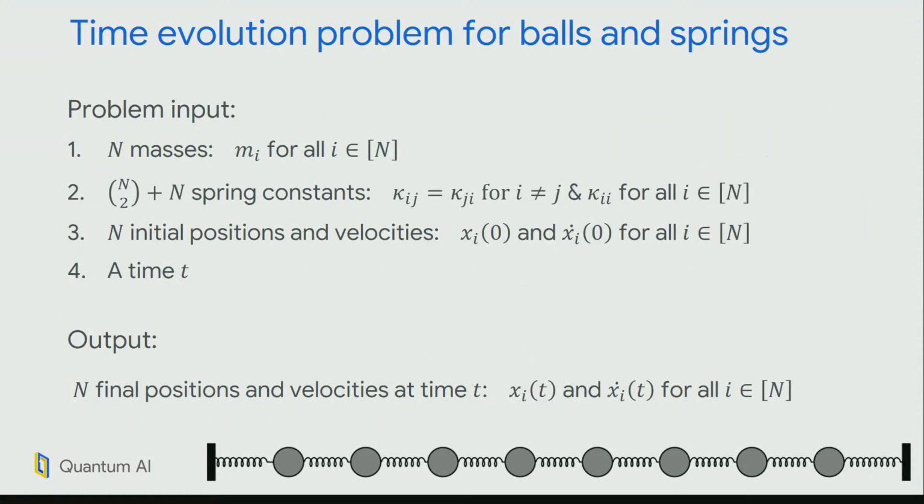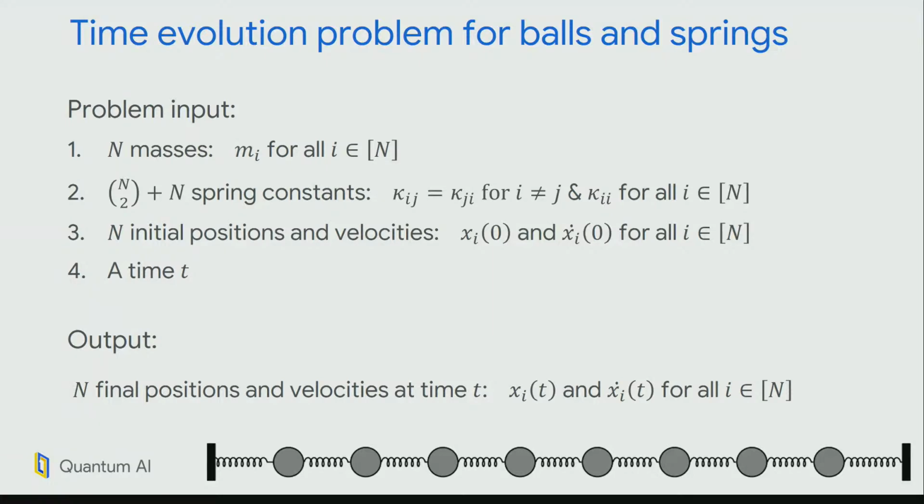Okay, so this would be one way you would try to formalize a computational problem. I give you all of this, the equations of motion. I tell you the initial positions, velocities. I tell you time t, and you have to output the final positions and velocities. Well, that's a totally reasonable way of formalizing this problem.